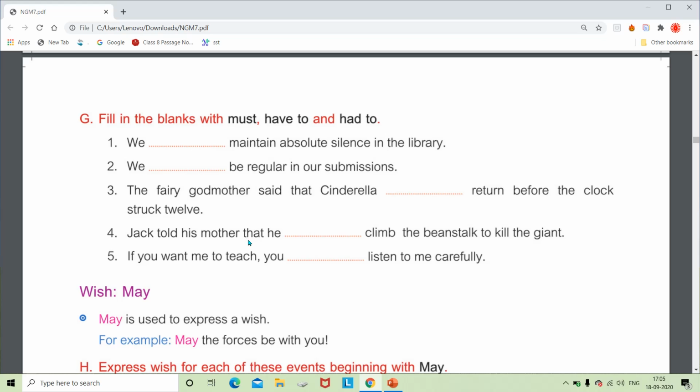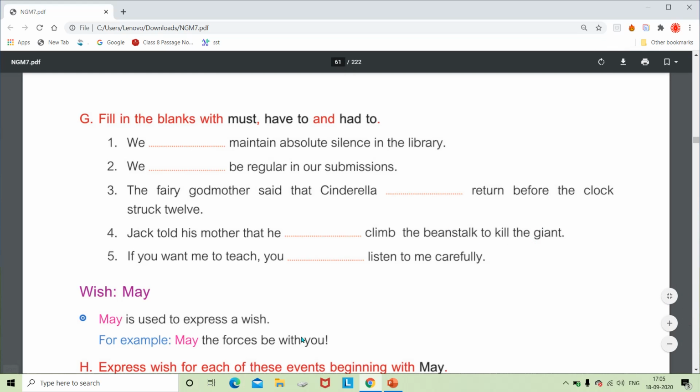Jake told his mother that he ___ climb the beanstalk to kill the giant. Here it is also part of a story, a sentence extracted from the story, but it doesn't mean that we have to use "had to" only. We can use "must" also, because Jake told his mother that he must climb the beanstalk to kill the giant, because if Jake wants to kill the giant, he must do this. It is the compulsion.